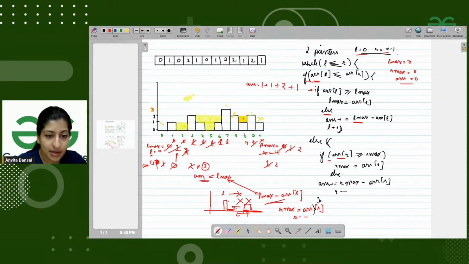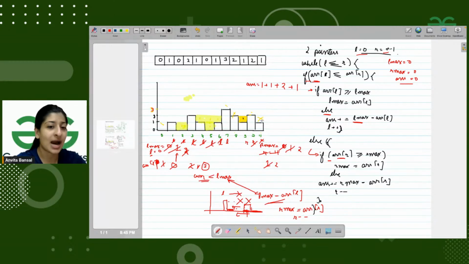Now you make comparisons of left with right. Left is 3, right is what? 1. Again, right is smaller. So you will do the operation on the smaller one. Whenever you find the smaller one, you do the operation on that pointer, right? So R is smaller, so you do the operations on this pointer, and the comparison is that its own value is 1 and R max is 2.